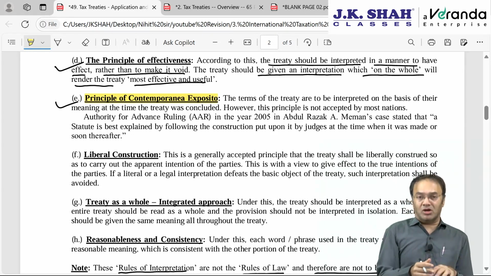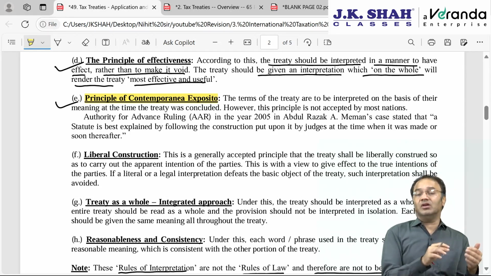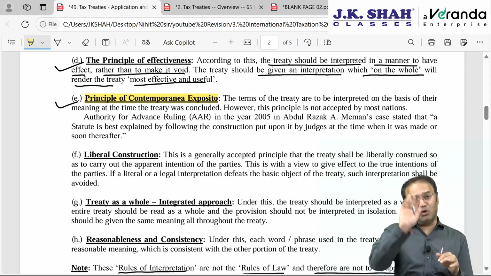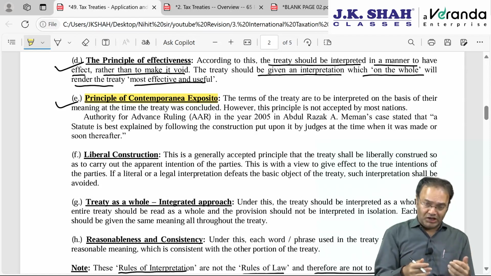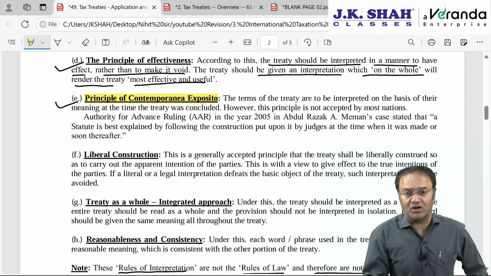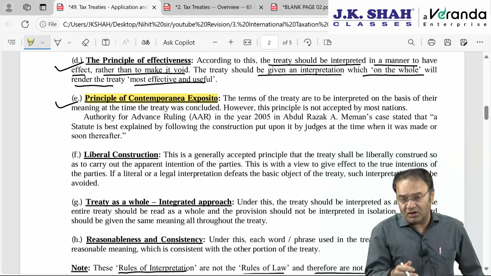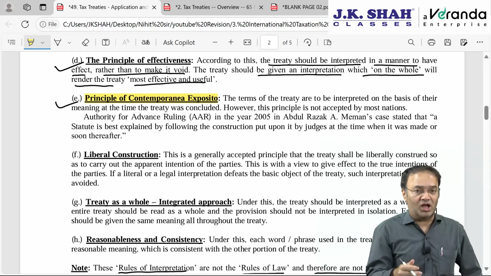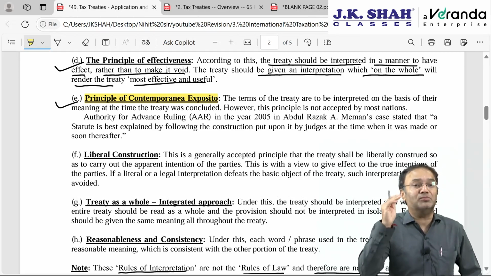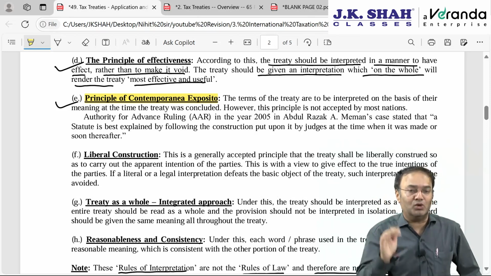Contemporary means the modern view, the latest one. Generally we use this word contemporary with regard to artwork, contemporary art. However, here contemporanea exposito would mean the old meaning, not the modern meaning, not the latest meaning. It says, however, this rule is generally not accepted by most countries including India, but one option is that the treaty or the word used in the treaty can be understood having regard to the original meaning prevailing at the time of entering into the treaty.